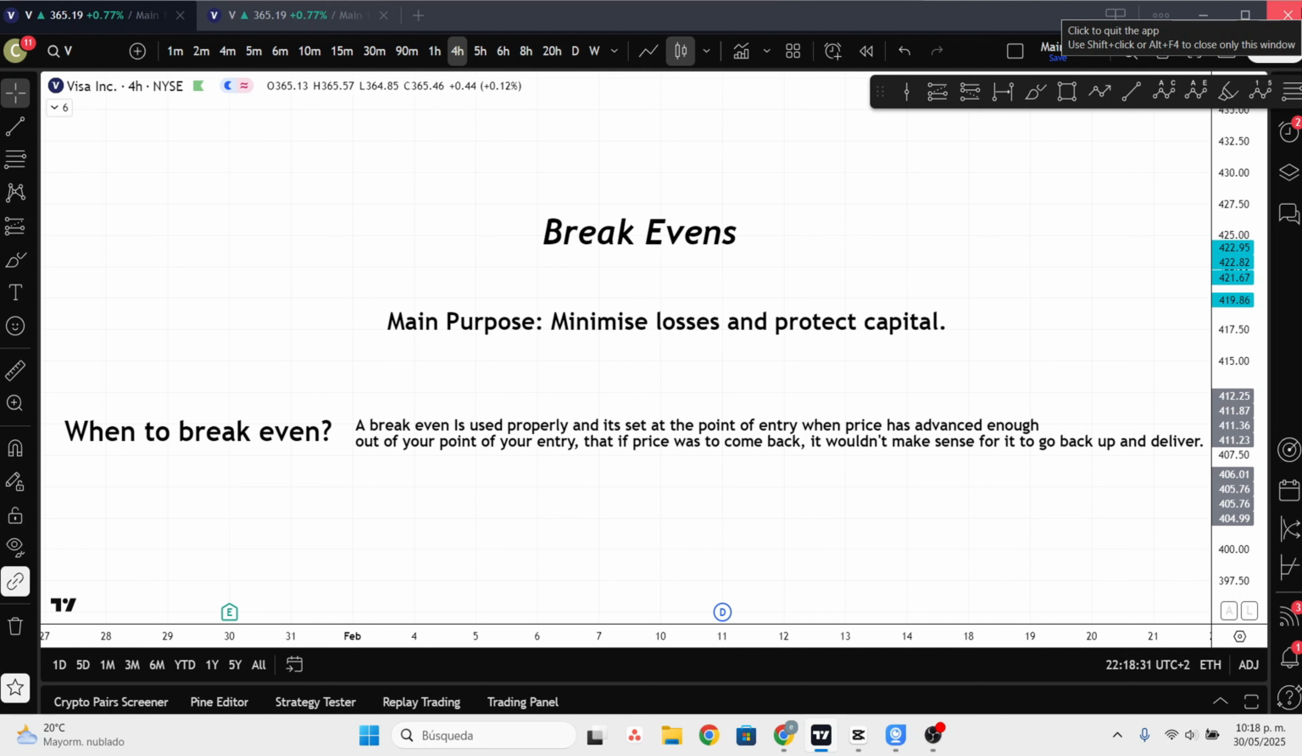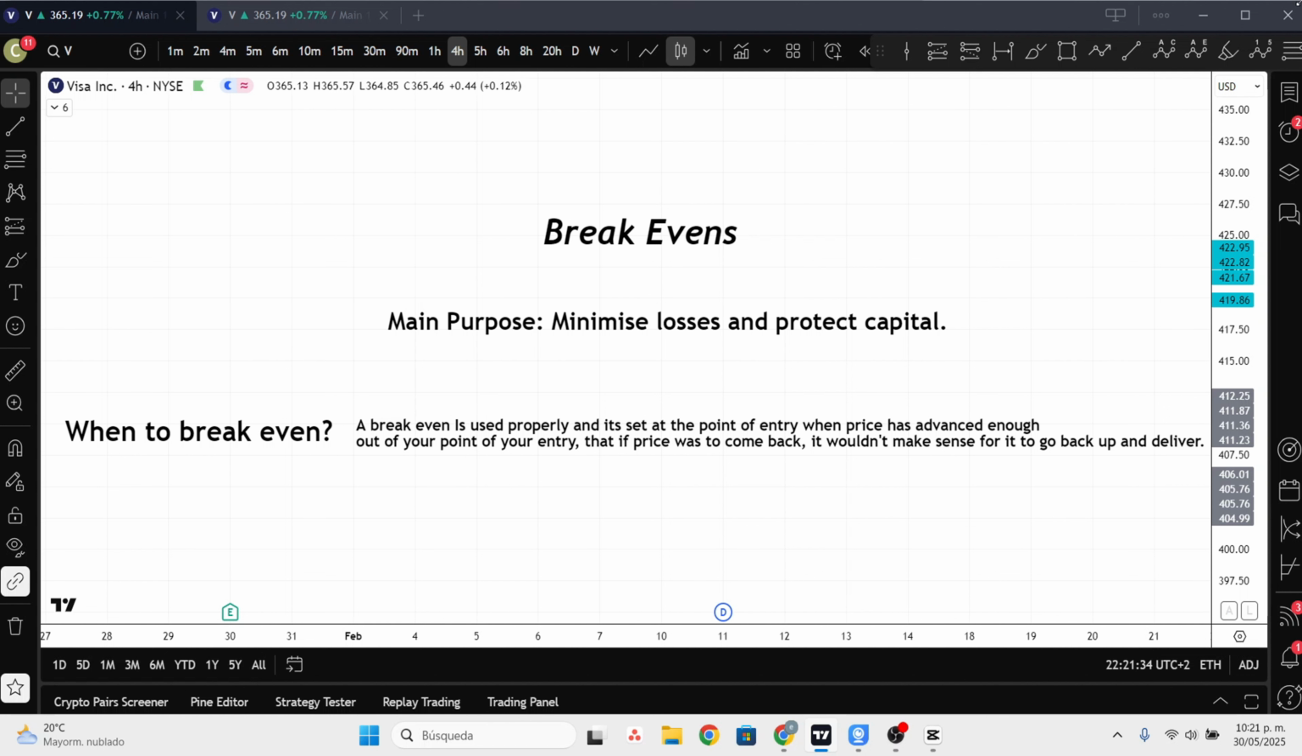Because the fact that you take break-evens is not enough to guarantee that you're using them properly. So let me explain. First of all, we need to know what a break-even means. A break-even is basically when you enter a trade risking, for example, $100, and when you exit your trade, you end up losing nothing. You enter the same way that you exited. The main purpose of a break-even is to minimize losses and protect your capital.